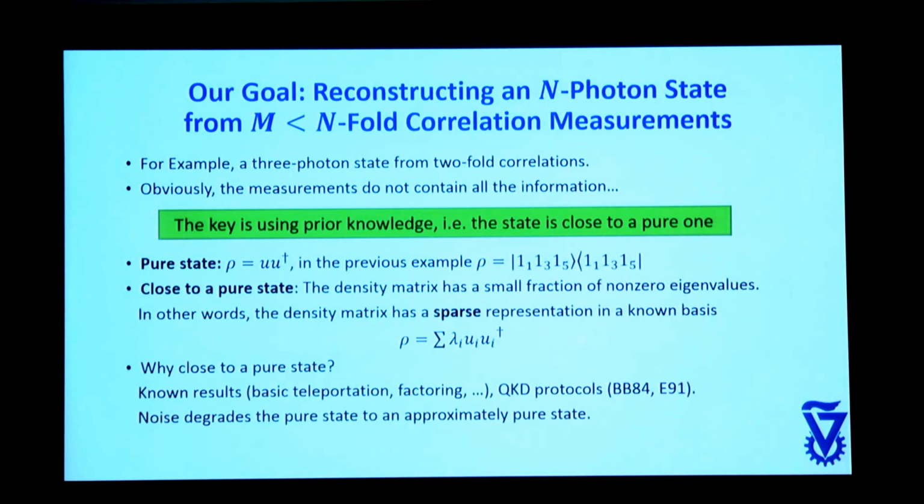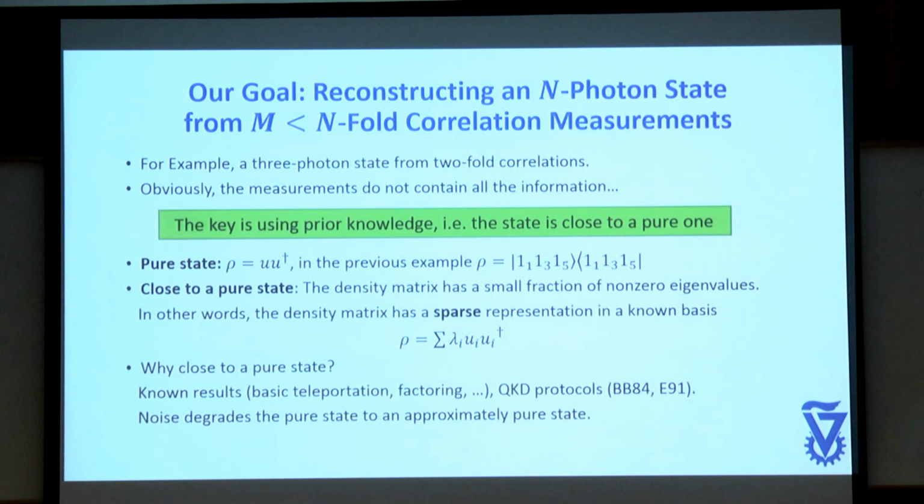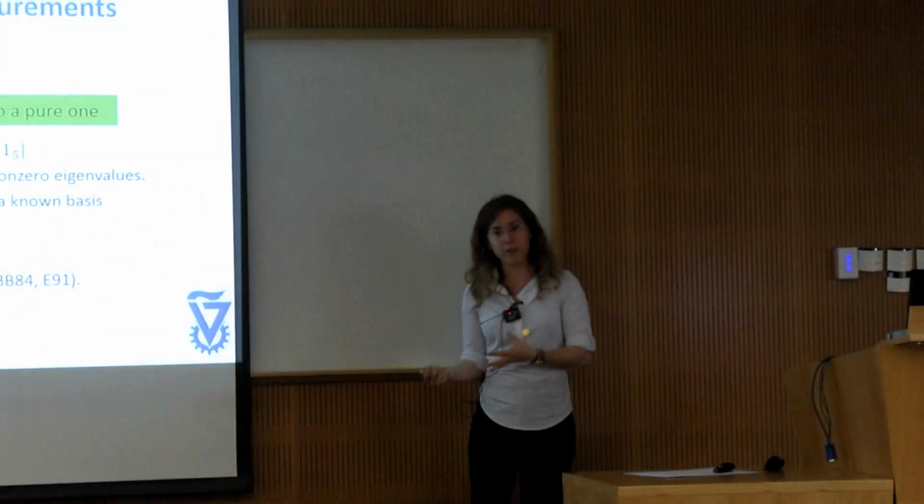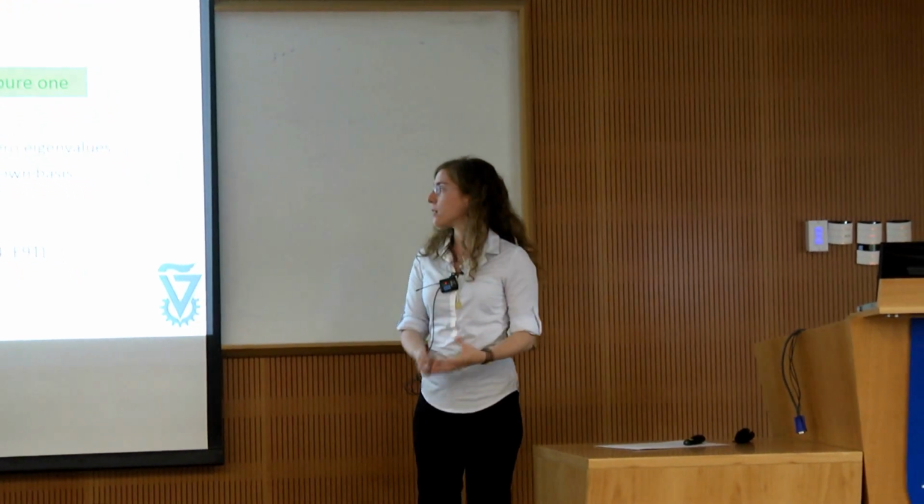How can we overcome this problem? So our goal is to reconstruct an n-photon state from lower order correlation measurements. We will focus on a 3-photon state from 2-fold correlation measurements. Now, obviously, these measurements do not contain all the information you need to recover the state. We're using only 2-fold instead of 3-fold correlations.